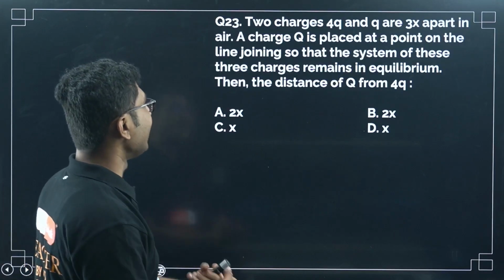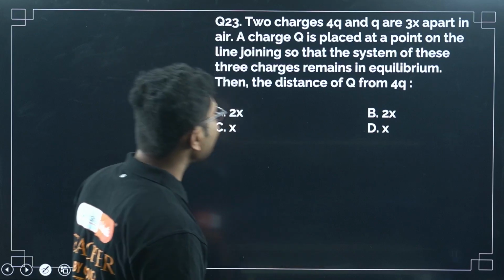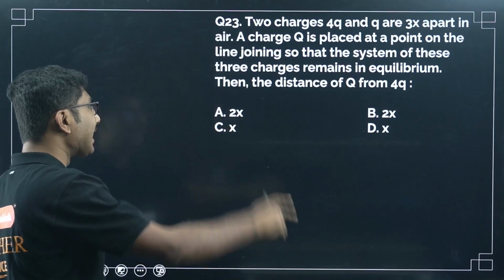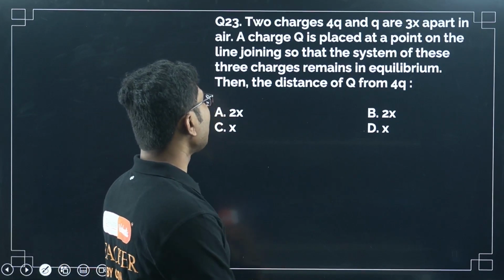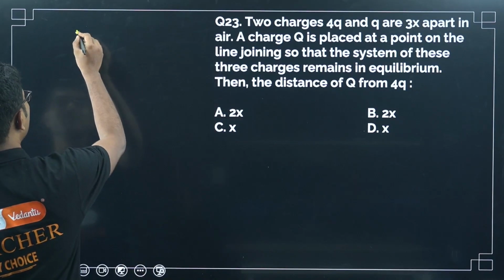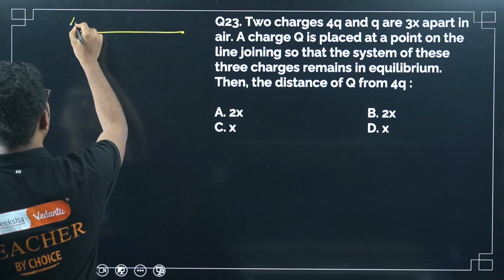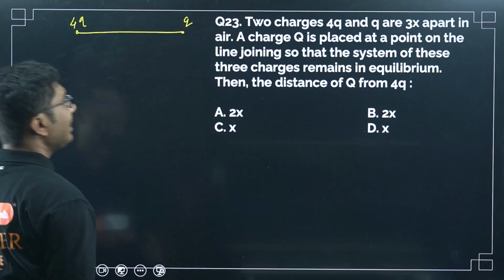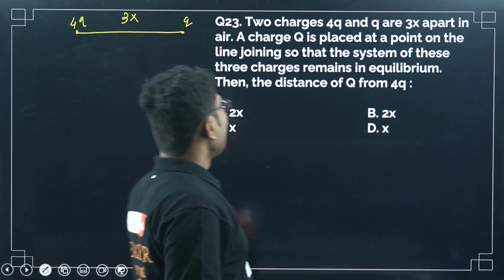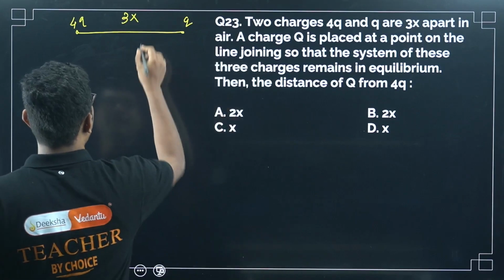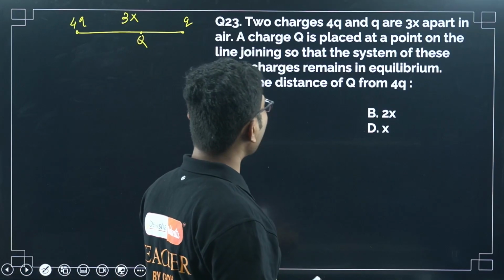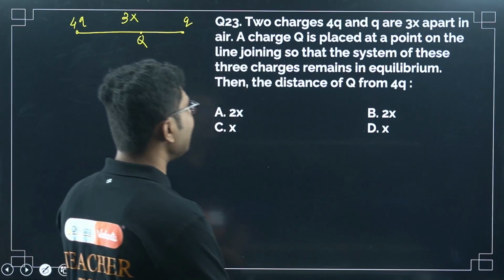Now question number 23. Two charges 4q and q are 3x apart, so the distance between them is 3x. A charge capital Q is placed at a point on the line joining them so that the system of these three charges remains in equilibrium. So we have two charges 4q and small q, 3x apart, and capital Q is placed at a point on the line joining them.